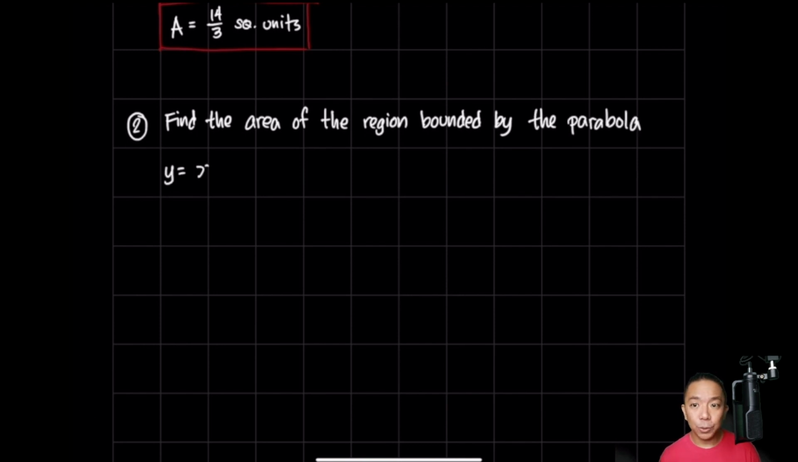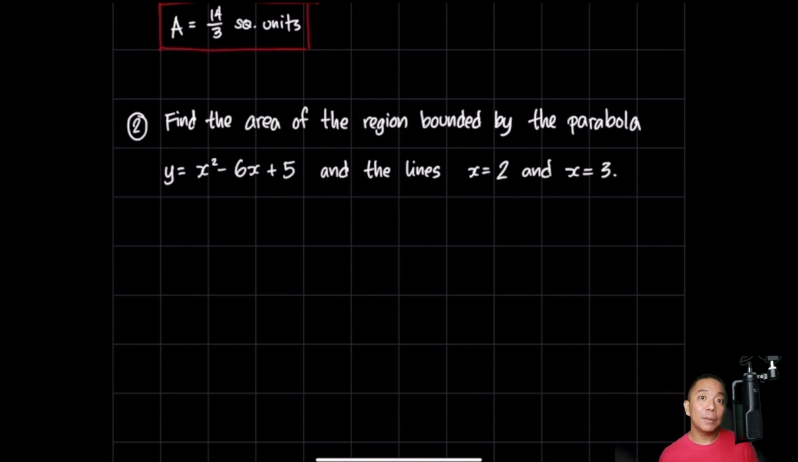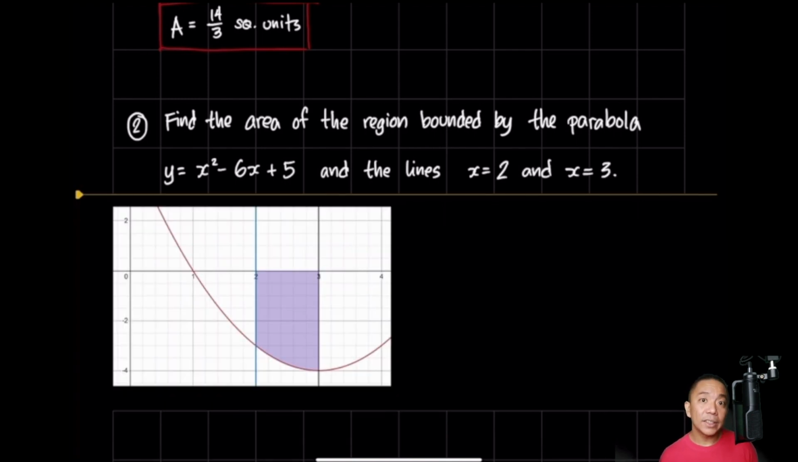Let's wait for it to finish. So we want to find the area of the region bounded by a parabola given by y equals x squared minus 6x plus 5 and the lines x equals 2 and x equals 3.